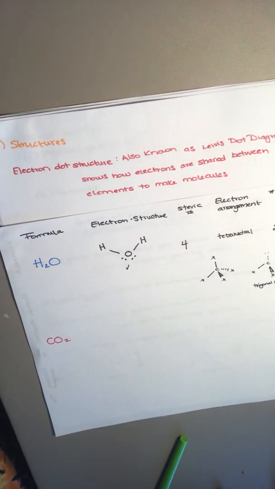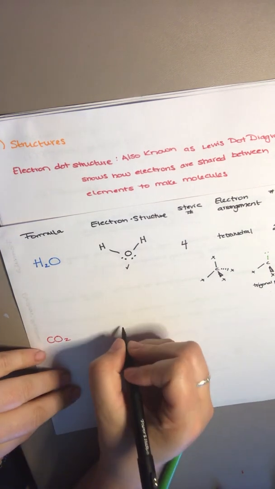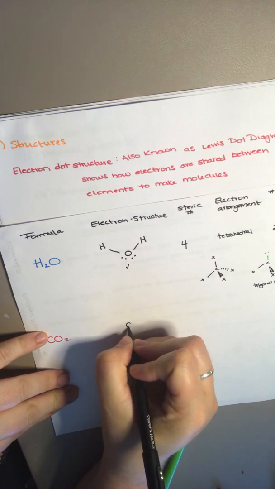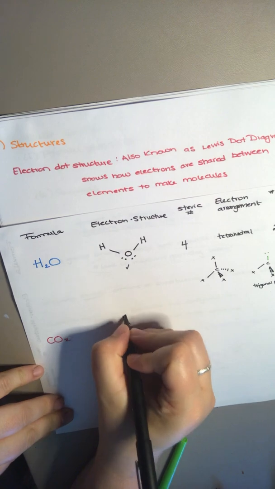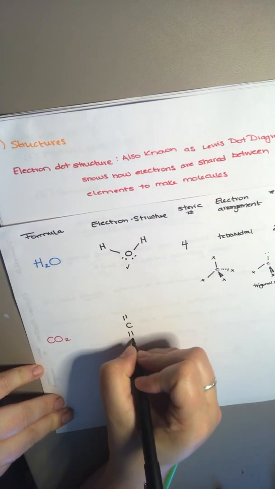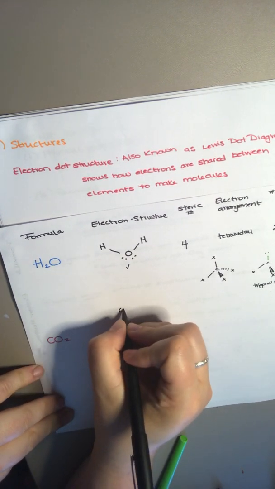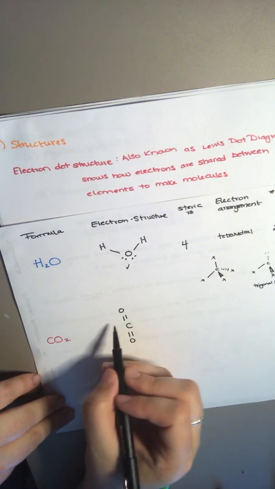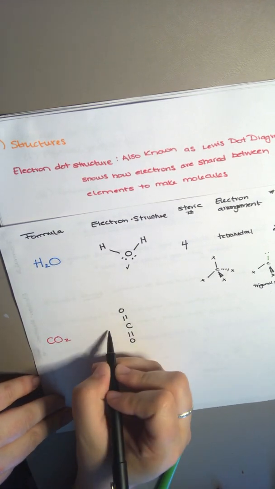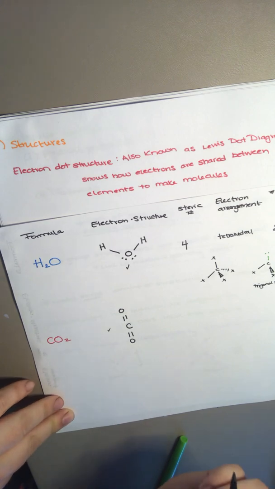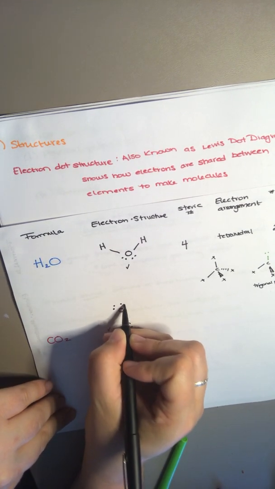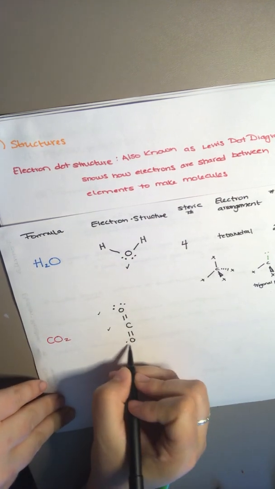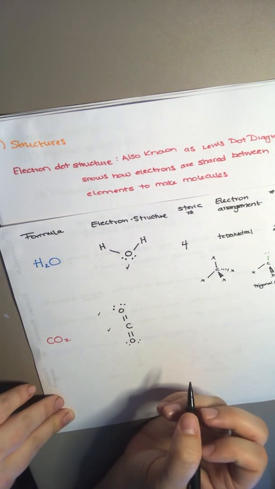The other one that I'm going to walk through with you guys is CO2. So I'm going to put my carbon in the middle. I know that oxygen wants 2 bonds and carbon wants 4 because we have 2, 4, 6, 8. So that means that our carbon satisfies the octet rule. And then I have 2, 4, 6, 8. So that's going to satisfy the octet rule as well as these two.